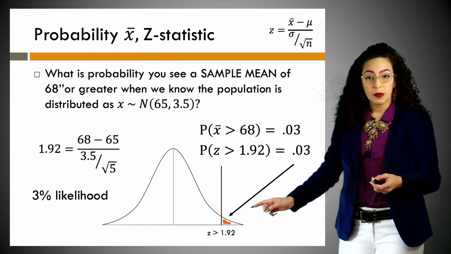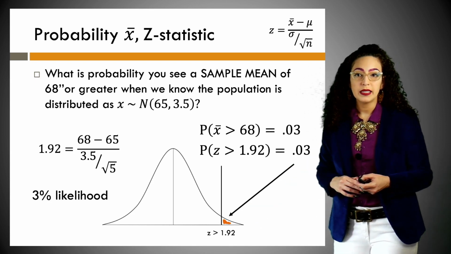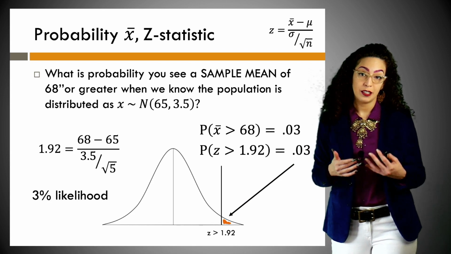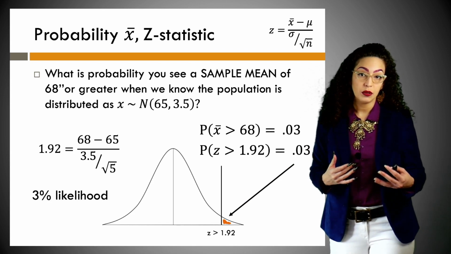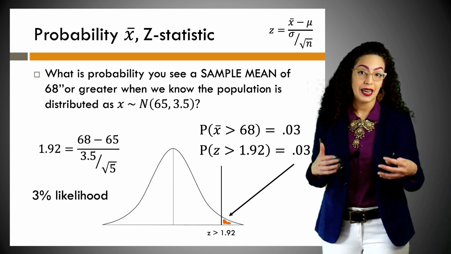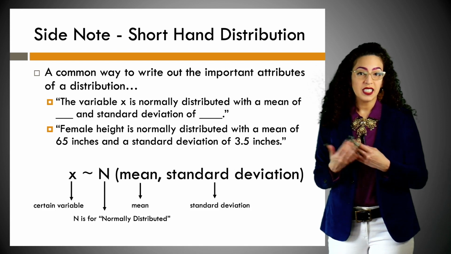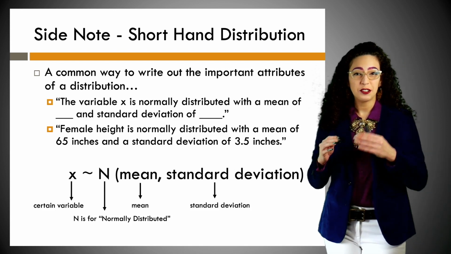So here, our probability in this tiny little itty bitty tail is about 3%. The chance of you seeing a whole group of women, 5 of them, whose average height is 68 inches or taller is about 3%. So this is a little bit more information about that distribution notation.